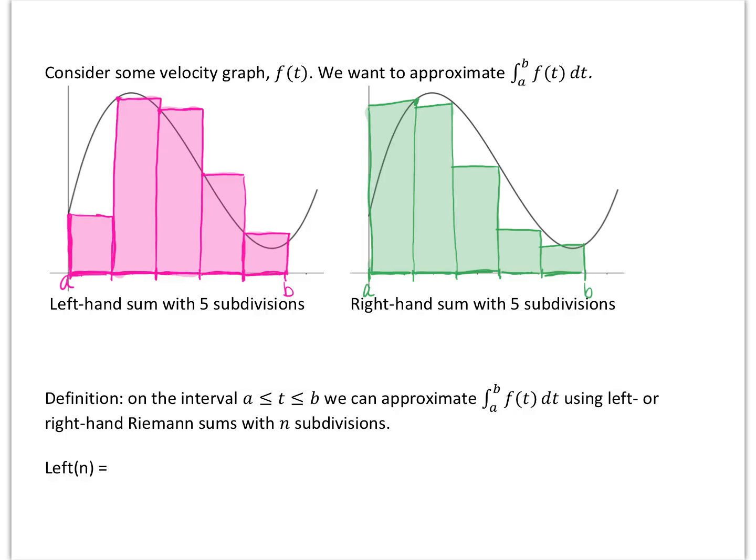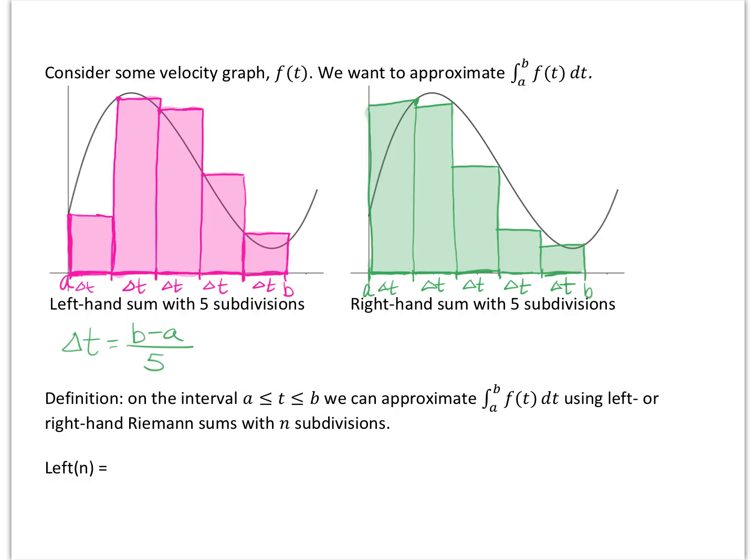So for both of these, the base of each rectangle is always the same. We call this delta t. It's a small change in t. So we call all of those delta t's, because we took the interval from A to B, and we broke it into 5 equal parts. So they're all the same. And the way that we calculate delta t is we take the length from A to B, which we do by subtracting B minus A, and we divide it into 5 equal pieces.